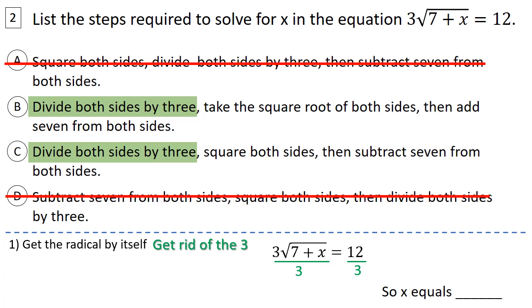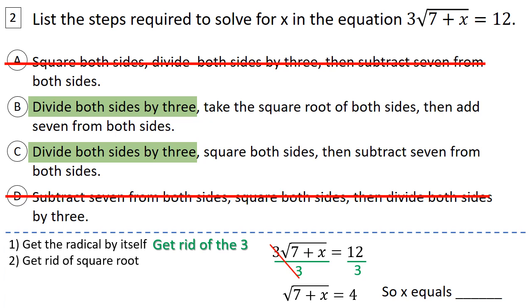When I divide both sides by 3, those 3's cancel out. That's going to give me the square root of 7 plus x equals 4. Well, now that square root is by itself on the left side. There's stuff inside it, but I don't care about stuff inside it. We'll deal with that at the end. I do need to get rid of that square root. So that's my next thing, get rid of the square root.